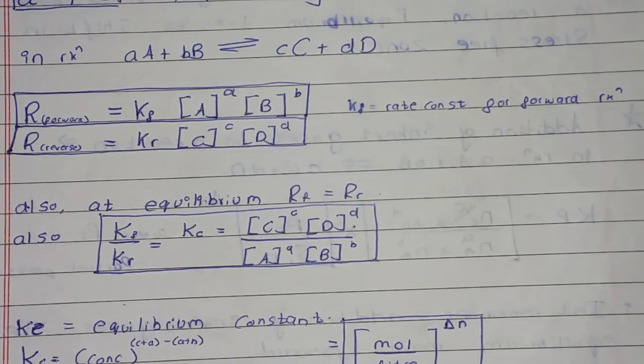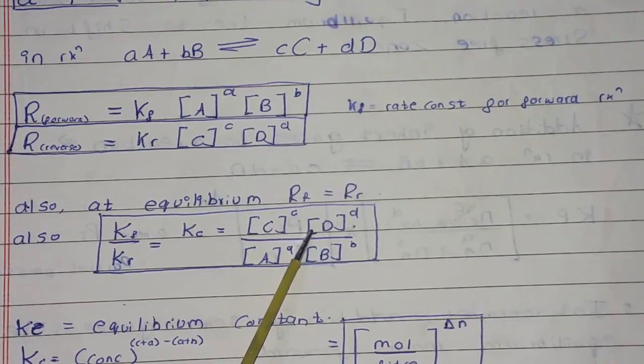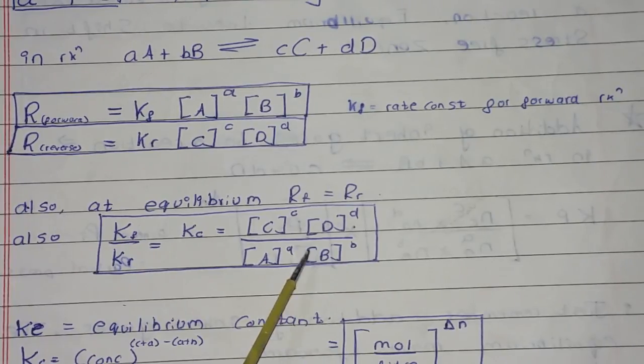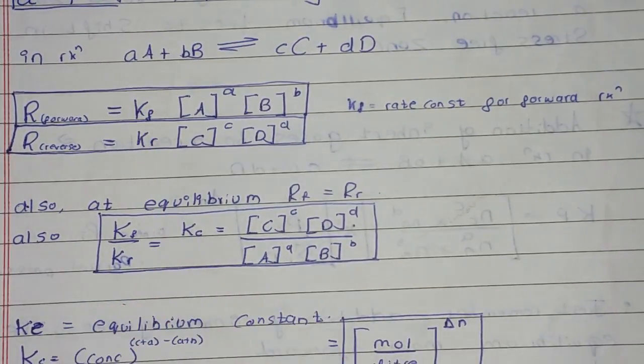Kc is nothing but the equilibrium constant, which equals the concentration of C to the power of its stoichiometric coefficient into the concentration of D to the power of its stoichiometric coefficient, upon the concentration of A to the power of its stoichiometric coefficient and into the concentration of B to the power of its stoichiometric coefficient. This a is its stoichiometric coefficient, that is this small a you can see here.